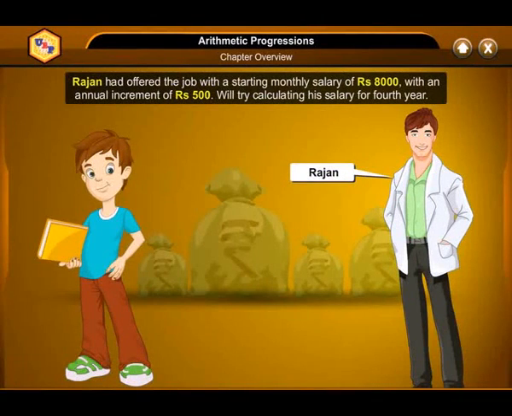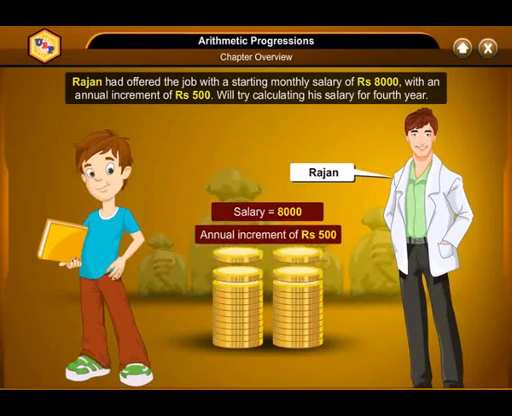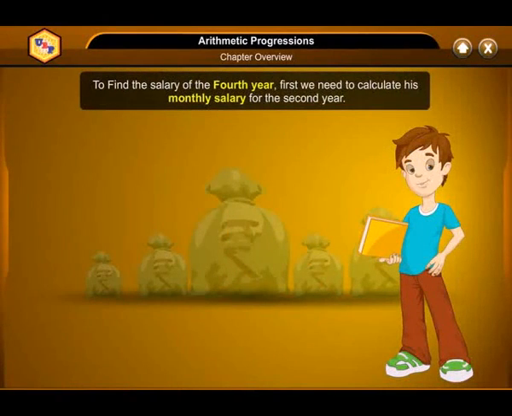Rajan was offered a job with a starting salary of Rs. 8,000 with an annual increment of Rs. 500. We'll try calculating his salary for the fourth year. To find the salary of the fourth year, first we need to calculate his monthly salary for the second year. That is, Rs. 8,000 plus 500 equals Rs. 8,500. In the same way, we can find the monthly salary for the third and fourth years by adding Rs. 500 to the salary of the previous year.